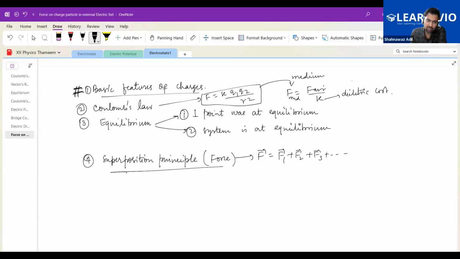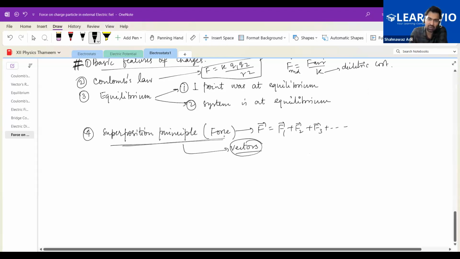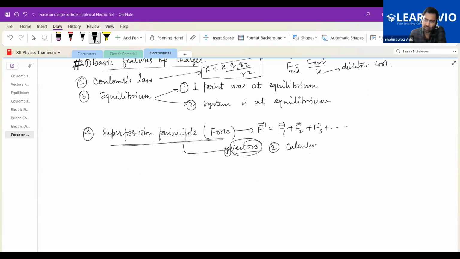And in the superposition principle, we talked about vectors. So we understood about vectors, and then after talking about vectors, in the bridge course, we talked about calculus. So these are the things that we have done. The fifth part was Coulomb's law in vector form.